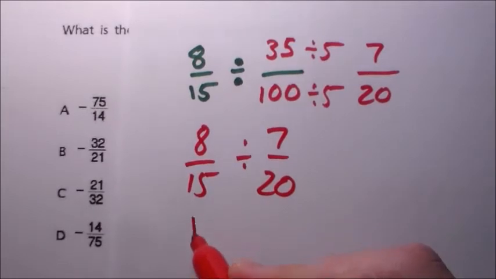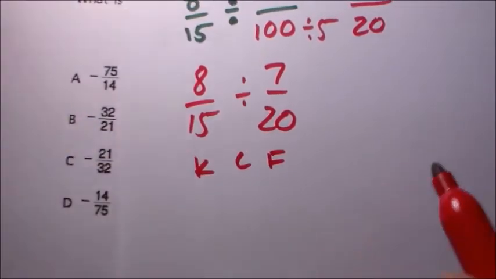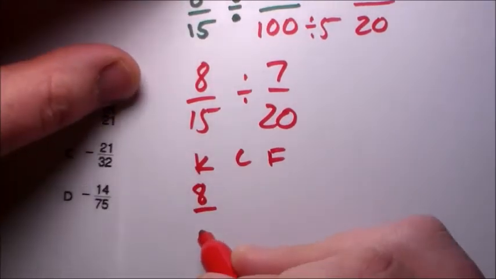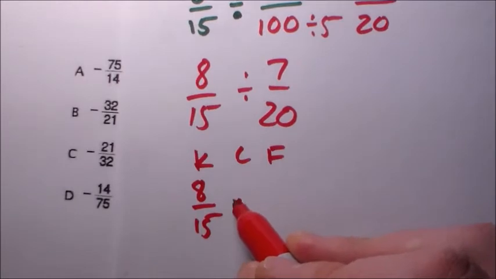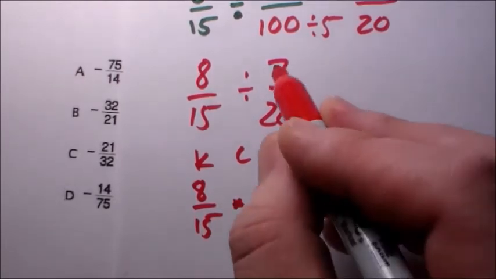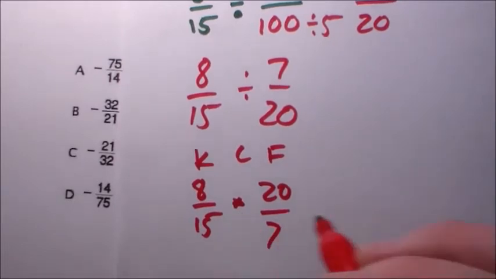We can just run our algorithm of keep, change, flip. So we're going to keep 8/15. We're going to change the division to a multiplication. We're going to flip 7/20 to 20 over 7. And we can multiply on through.